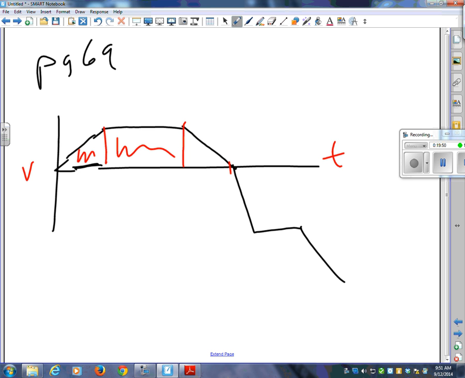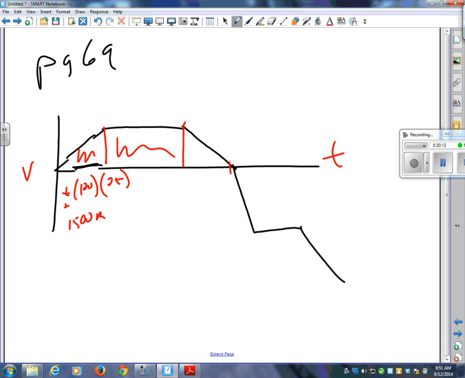So this one here is going to be half the base, which is 120, times the height of 25. So that's going to be 60 times 25. 6 times 25 is 150. I think it's 1,500 meters. Did I do that right in my head?